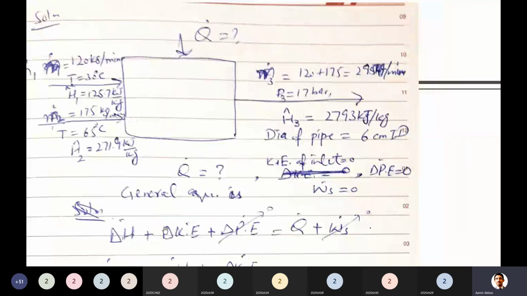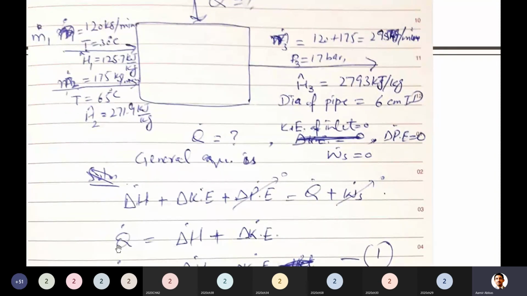So I wrote here the general equation initially, same equation. In this equation, as we said, delta PE and WS, the change in potential energy and shaft work, are 0. So your equation will be quite simplified: Q, which you are looking for, will be equal to the rate of change in enthalpy plus the rate of change in kinetic energy. So can we still simplify this equation for the change in kinetic energy? You know that change in kinetic energy is the kinetic energy of the streams at outlet minus the kinetic energy of the streams at inlet. So will it be simplified further?